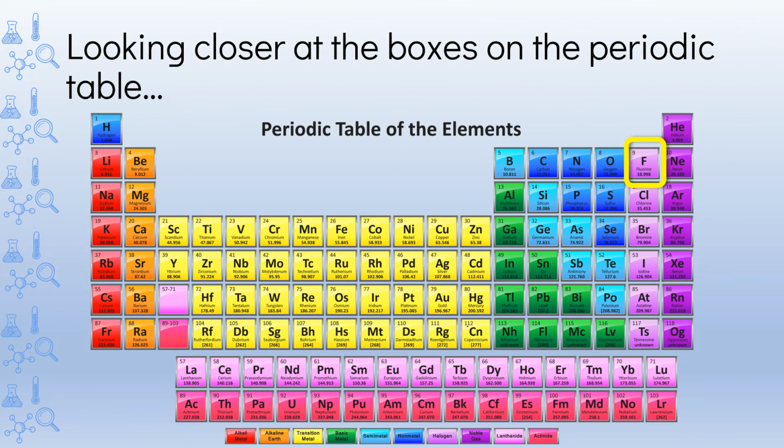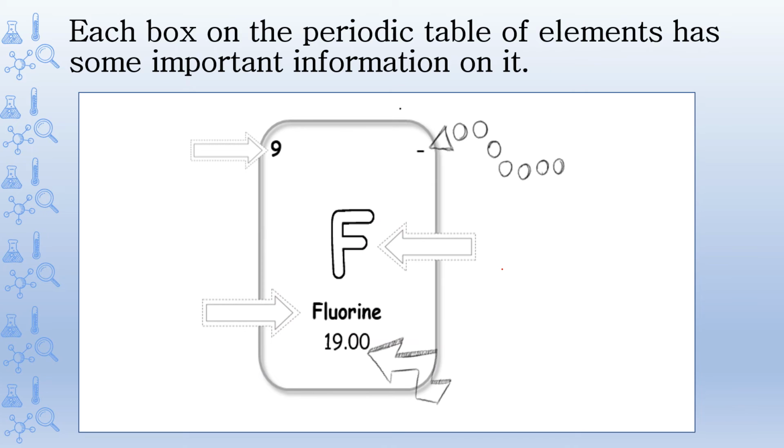Let's look at fluorine over here to start. So I'm going to blow it up like this. Here's the most important information about the fluorine box, or actually all boxes. First things first, that little number in the top corner tells you the atomic number. The atomic number tells you how many protons. Every single element has a set number of protons. As you increase or decrease the protons, you change the element.